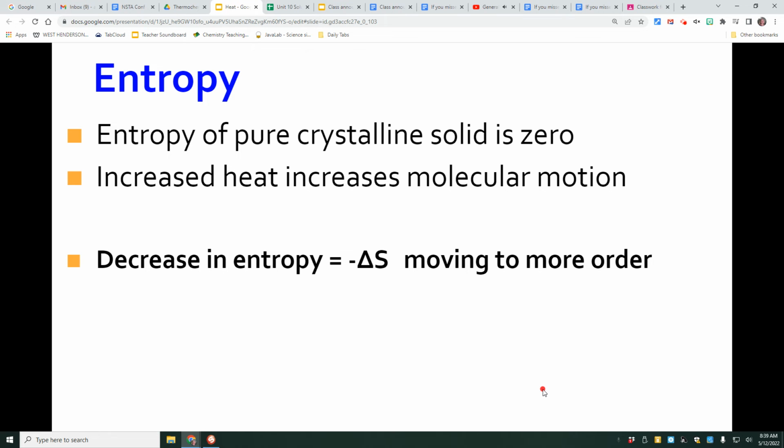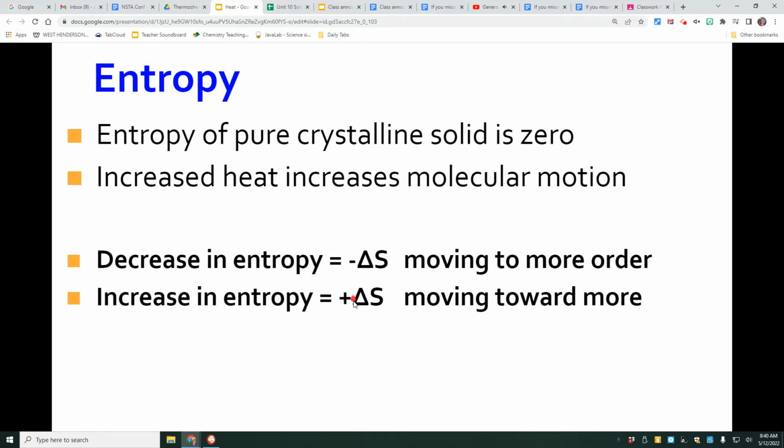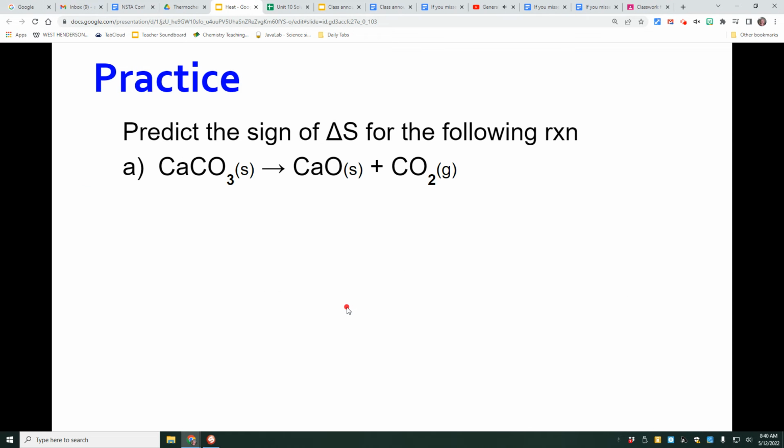If we have a decrease in entropy, it is a negative delta S. That means we're moving towards more order, or our disorder is decreasing. So negative delta S means we're going to more order, and positive delta S means we're moving towards more disorder. So positive delta S, more disorder. Our disorder, and you can read delta S as disorder as well, is increasing. All right, more signs to remember.